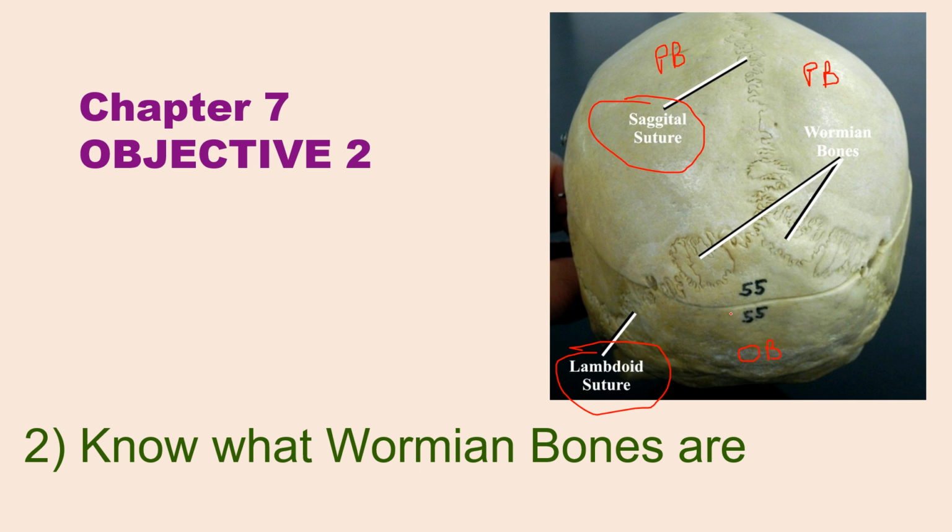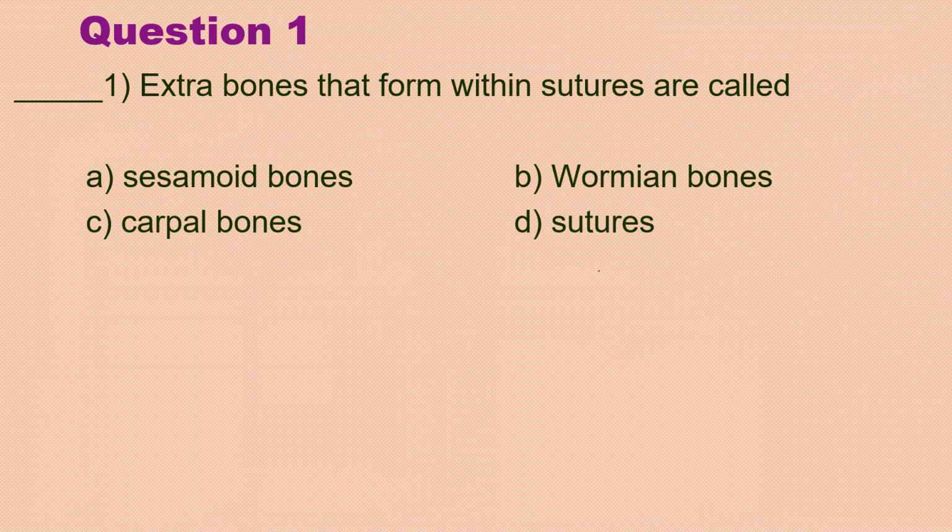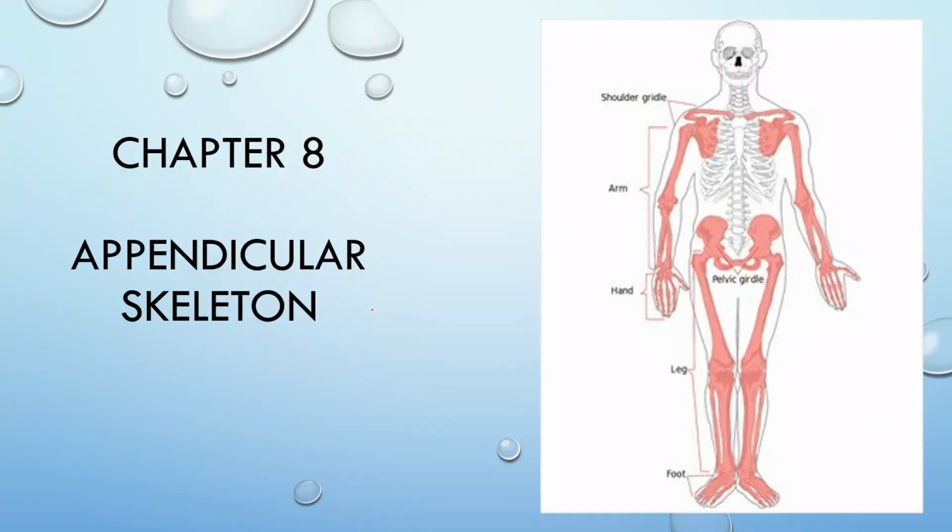Now, if you look at these sutures, you can see these extra bones that have formed within those sutures. Those extra bones are called Wormian bones. So Wormian bones, by definition, are extra bone pieces that occur within a suture. These are not normal, but again, not completely abnormal either. You can see here in this first skull that it's just the regular cranial bones. Now you can see in the second image that's larger, you can see these yellow bones. Those are Wormian bones. They are extra bones that form within sutures of the cranial bones. So question number 1, extra bones that form within sutures are called, and the answer would be B, Wormian bones. So that's pretty much all of chapter 7.